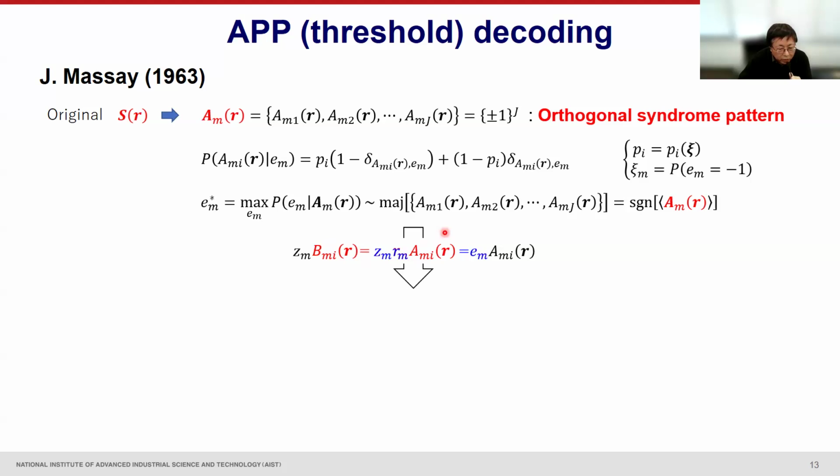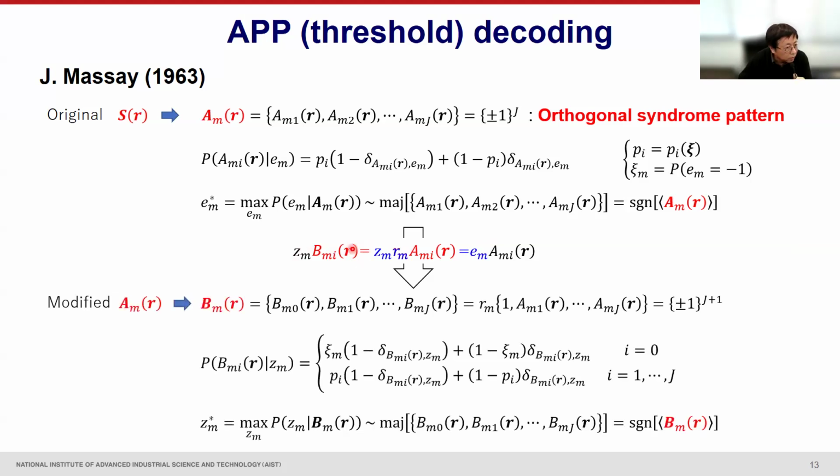For pattern B, we can derive this equation. This product and this product should be equal, so that the inferred state Z and the pattern B should have reasonable correlation. Thus, we can infer the physical state Z by majority voting for the pattern B that is derived from the syndrome pattern, original syndrome pattern S.